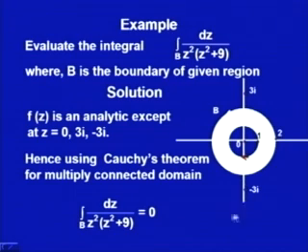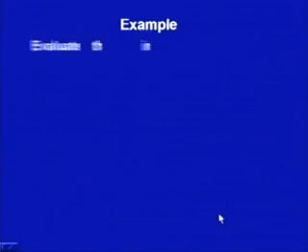Now, let us do one more example, which is of importance because we would be using it in finding many important results. So, let us move to another example.